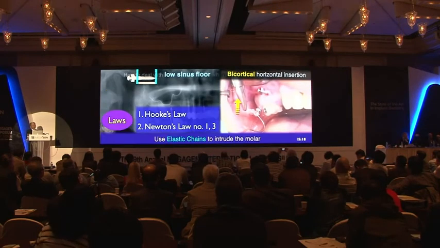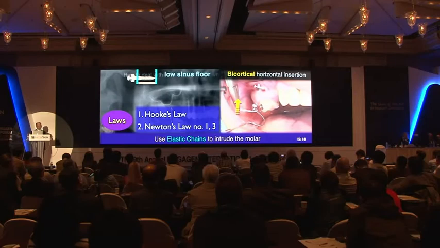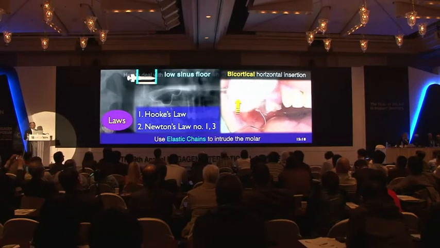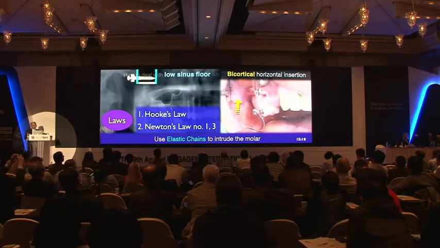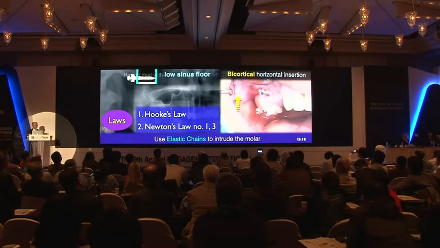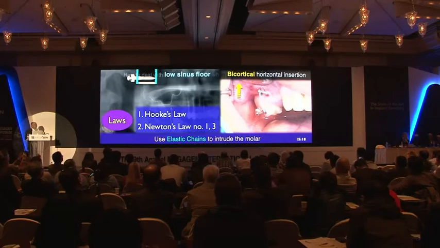And the next step will be to hook up the power chain. The mechanism for the power chain is Hooke's law and Newton's law number 1 and number 3. So with that, you'll be able to intrude it, and also get a little bit of backward movement of this elongated molar.